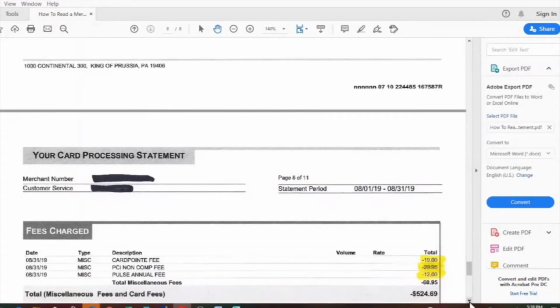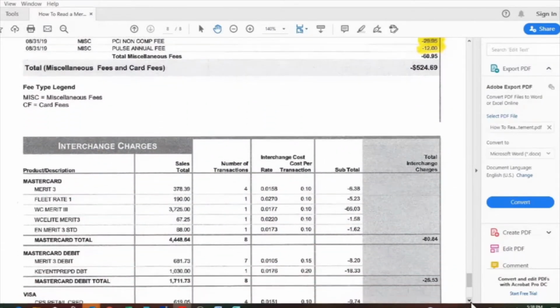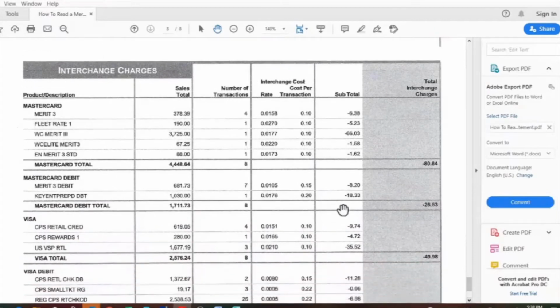So back down to the interchange charges. These are the actual passed through interchange cost charges. And I just want to point out how you can see there's all different kinds of rates for different kinds of cards. Here's a Merit 3 Mastercard, which is kind of a generic credit card. The rate is 0.0158, which is 1.58% and 10 cents. This is the interchange charge.